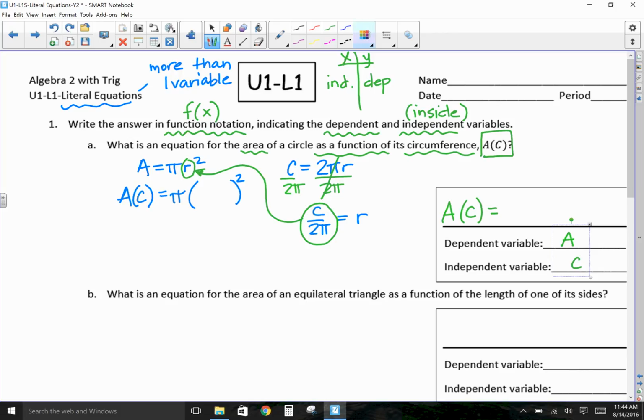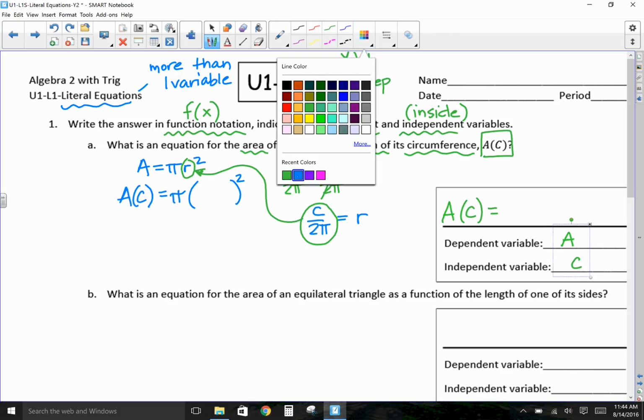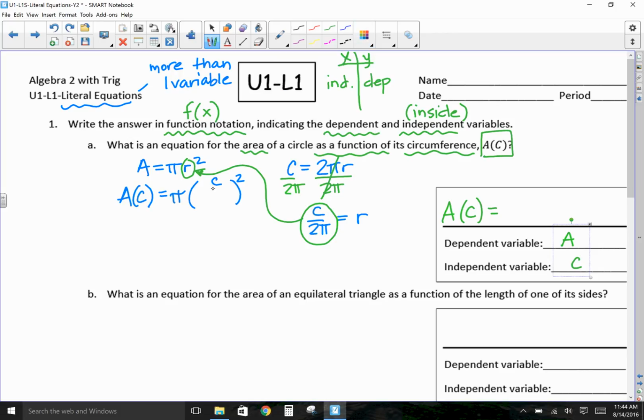Okay, so instead of writing r, go back to my blue, I'm going to write c over 2 pi. So I have written the area as a function of the circumference, because the only variable over here is circumference. Now we have to simplify that.